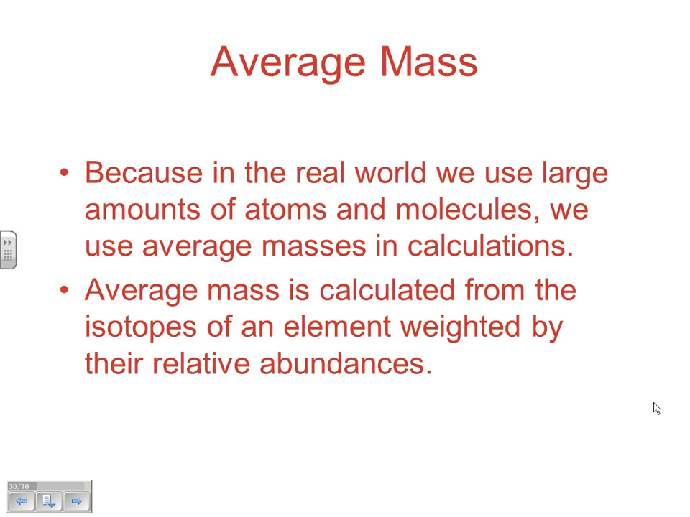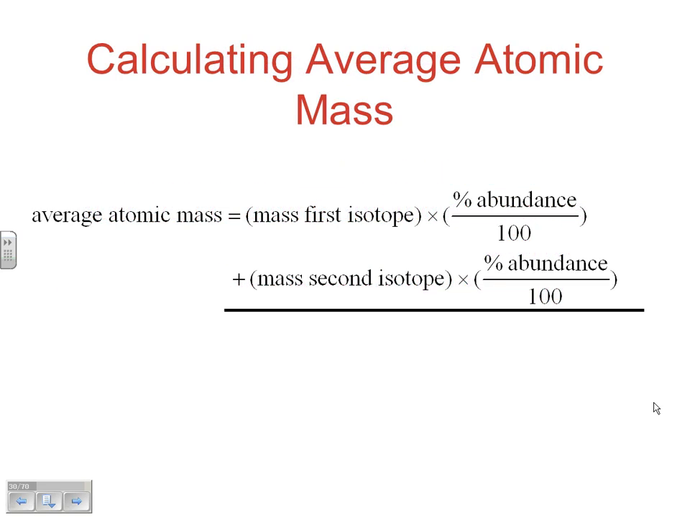And the average mass is really calculated from the isotopes of an element weighted by their relative abundances, because everything is going to contribute some to the overall average mass, but the ones that are more abundant, found more in the sample, are going to contribute more. And this is a type of calculation that you did last year, so this should look familiar.